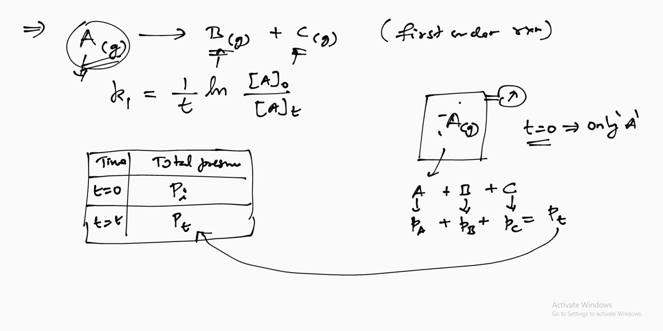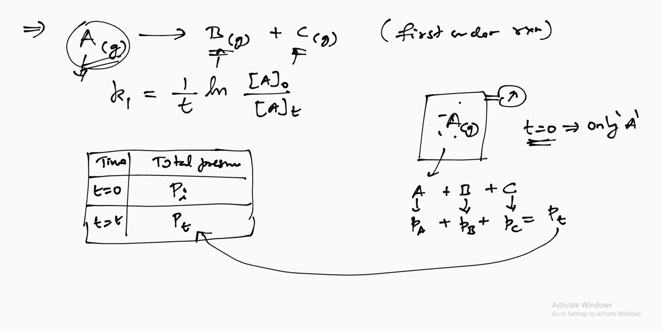Students, observe carefully. At the beginning of the reaction we have only A, therefore the total pressure is given as Pi. Pa is nothing but the pressure of the gas A alone, because initially we have only A molecules. Then once the reaction starts, some number of A molecules will form B and C. Therefore at the time t, you will have A molecules, B molecules as well as C molecules in the container. What we measure is the total pressure. Total pressure is the sum of the partial pressure of A, partial pressure of B and partial pressure of C.